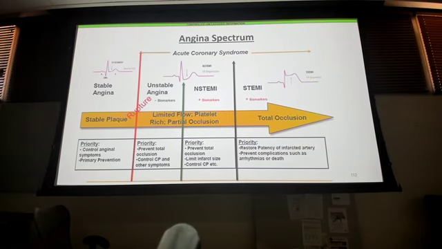And then when we talked about angina, there's this spectrum of disease where you have stable angina on one side, and then you have your acute coronary syndromes on the other side. And what helps differentiate these two sides is simply this plaque rupture that occurs. So in stable angina, you don't have this plaque rupture. Once that plaque ruptures, that pushes you over the edge, and now you're in this acute coronary syndrome.